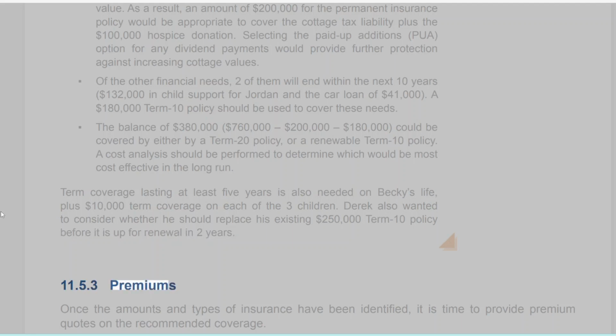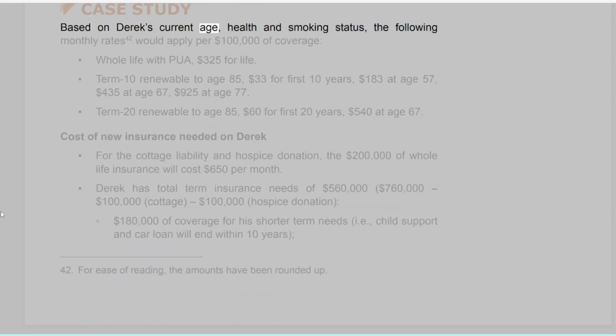1.5.3 Premiums. Once the amounts and types of insurance have been identified, it is time to provide premium quotes on the recommended coverage. Case study: based on Derek's current age, health, and smoking status, the following monthly rates would apply per $100,000 of coverage.